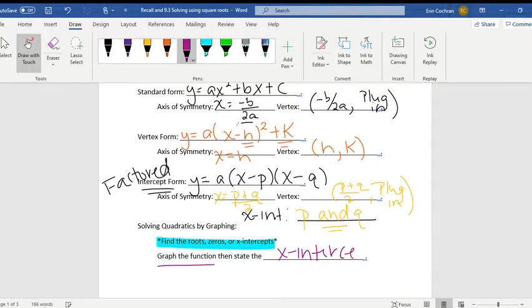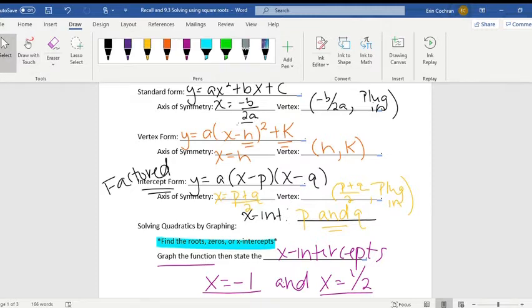So x would equal -1, and x would equal 1/2. And I just use the same answers as we did for factoring. Okay. So that would have been 9.2, graphing the quadratics, stating the x-intercepts. Okay, we're going to go ahead and skip that now.